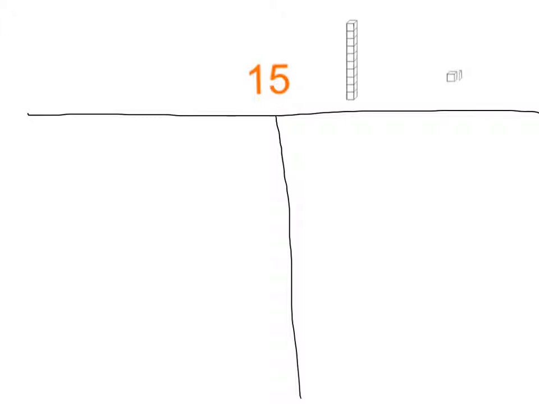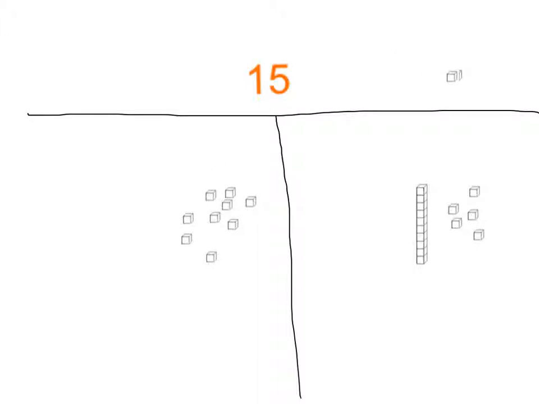I could use 5 ones, 1, 2, 3, 4, 5, and 1 10, or I could use 15 ones. Count them with me. 1, 2, 3, 4, 5, 6, 7, 8, 9, 10, 11, 12, 13, 14, 15.